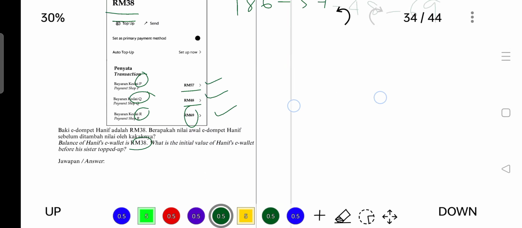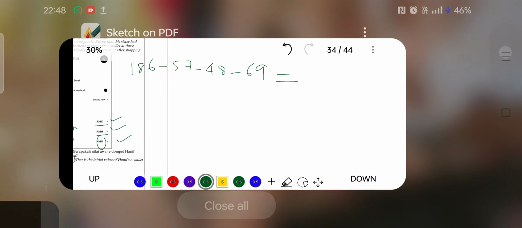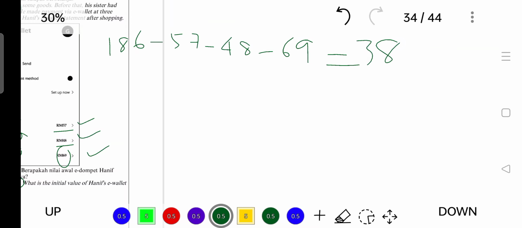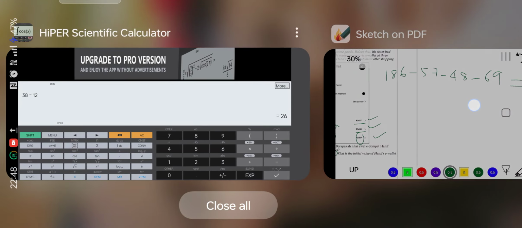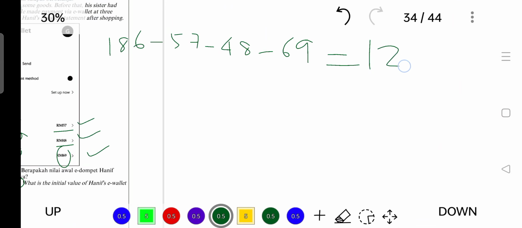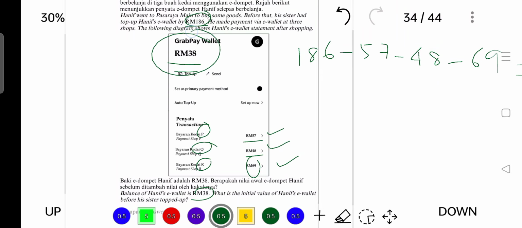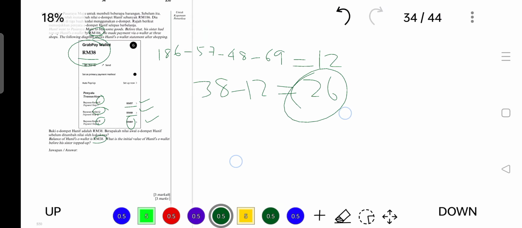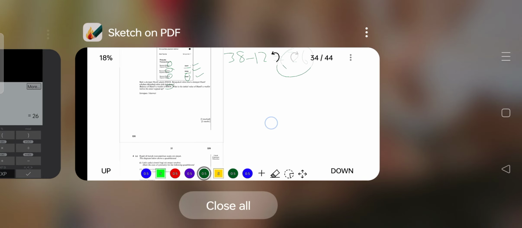Whatever answer you got just now, sorry, the answer was not 38, the answer was 12 ringgit. And the next step would be the balance right now. You just subtract 12 and you'll get 26. So this is the initial money before the sister topped up.